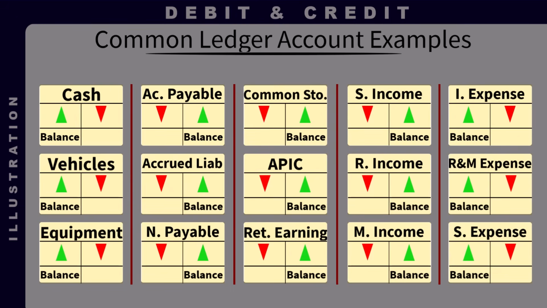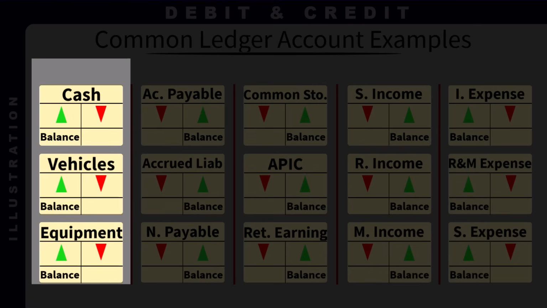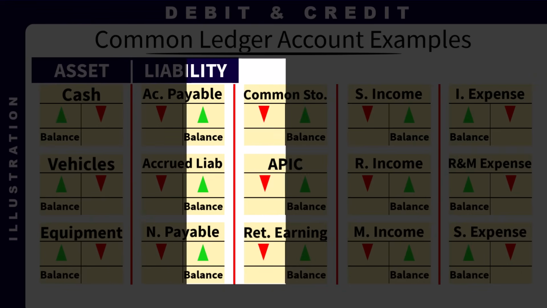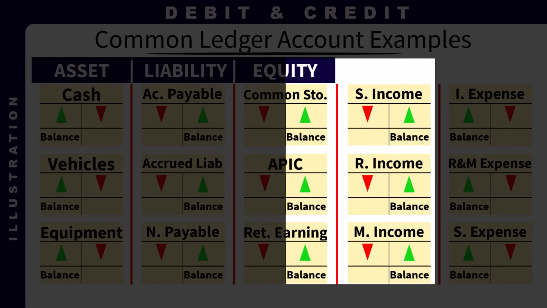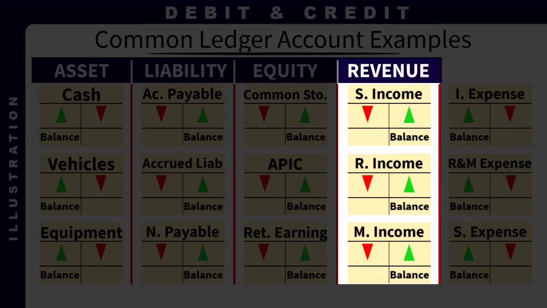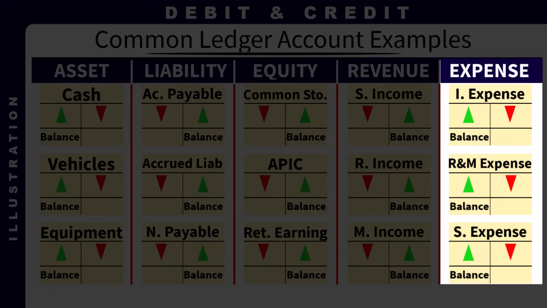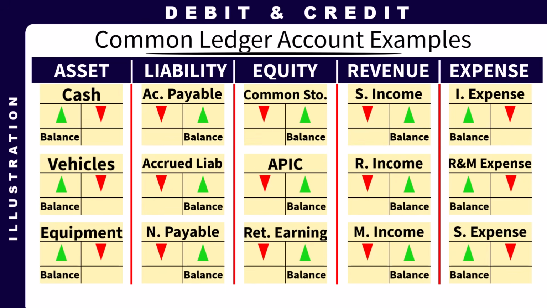Here, I grouped the accounts based on their classification of accounts. That means the ones you see here are asset accounts, the next ones are liability accounts, these are equity accounts, and the last two are revenue and expense accounts. All ledger accounts that a business entity maintains are collectively called general ledger.